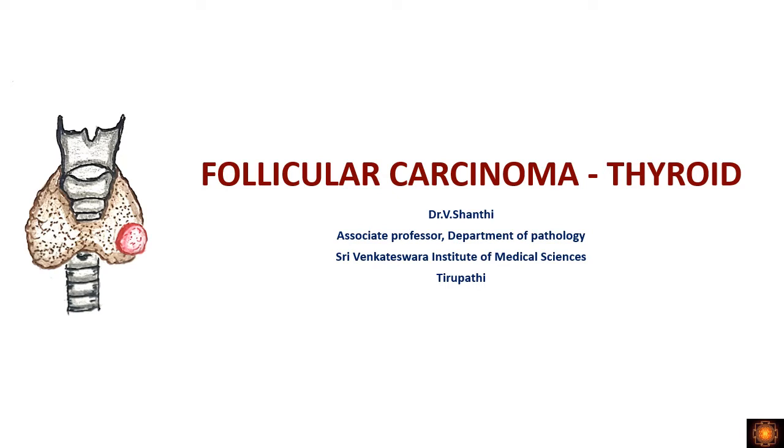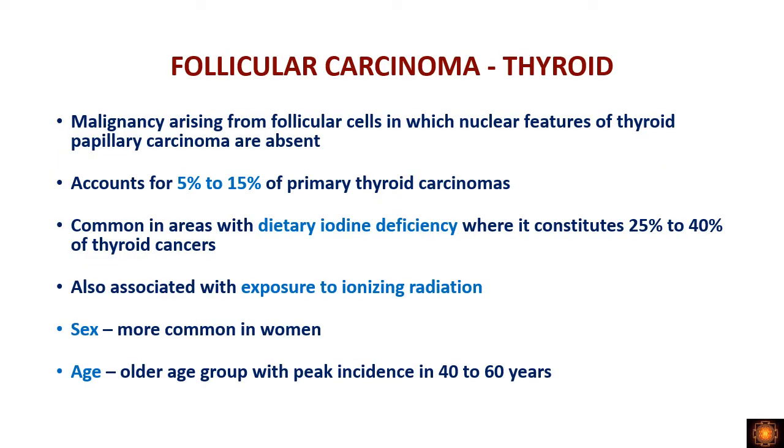We have already discussed the papillary carcinoma, and today we will be discussing the follicular carcinoma of the thyroid. This is also a malignant tumor, and the tumor cells show follicular cell differentiation, but typically they don't have the nuclear features we see in papillary carcinoma. If you remember, in papillary carcinoma of the thyroid there was nuclear grooving, pseudo inclusions, and all the typical features of papillary carcinoma will be absent, but tumor cells will show follicular cell differentiation.